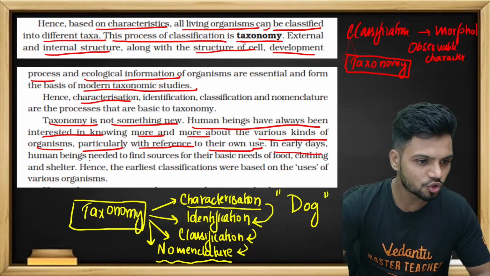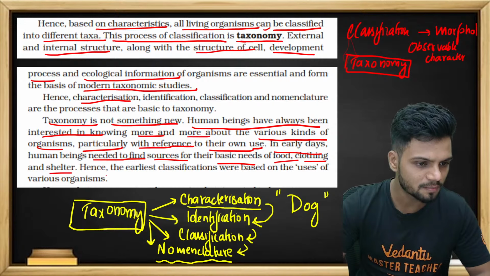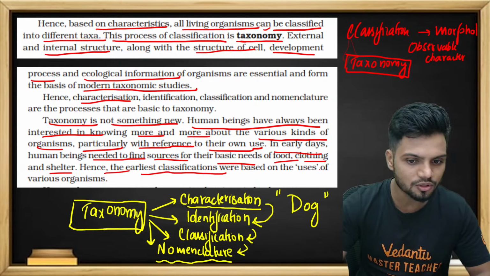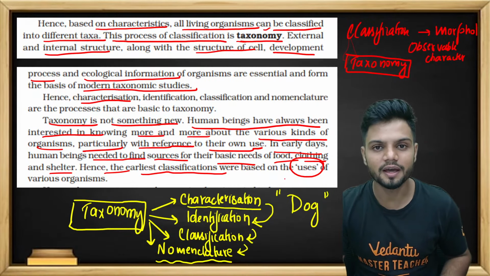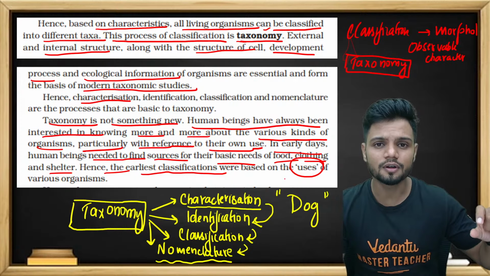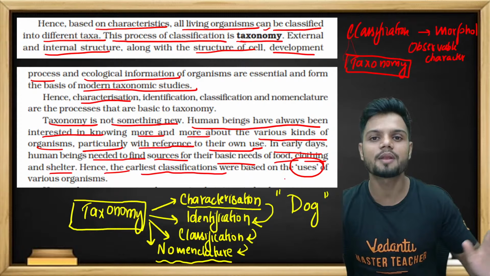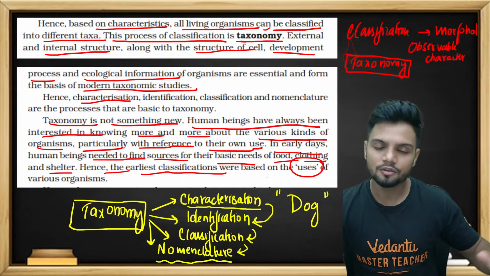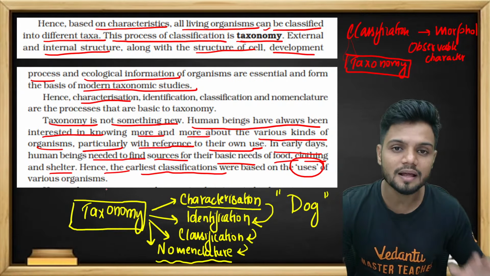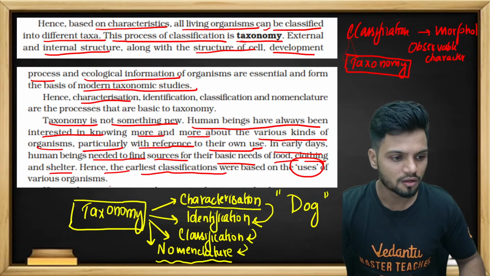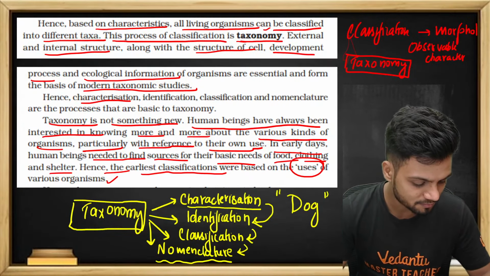In early days, human beings needed to find resources for their basic needs of food, clothing and shelter. Hence, the earliest classifications were based on uses. Told you, if you can eat the plant, edible plant. If you fall sick, poisonous plant. If you are able to cure yourself, medicinal plant. If you can get timber, timber plant. This type of classification based on use and disuse was done in the earlier days.